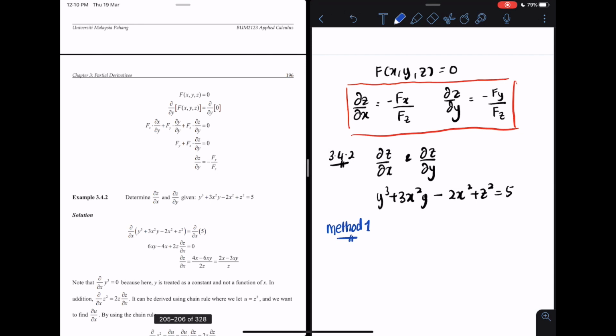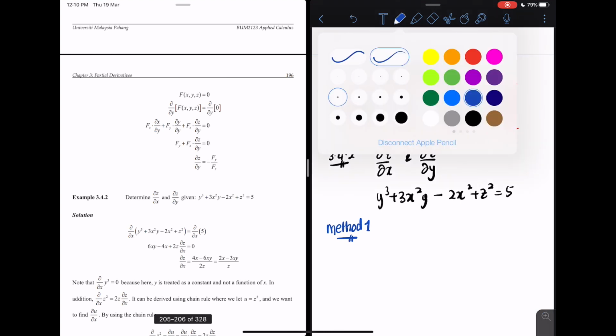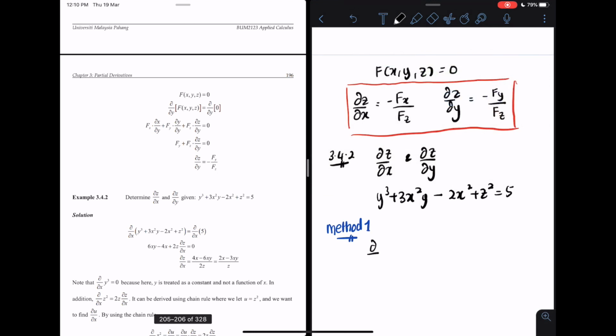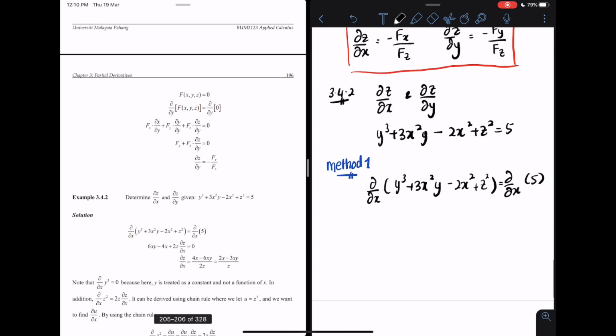So right now, what should I do? This is method 1, and the question asks me to determine del z del x. Okay, if you have this question, by using the first method, you will determine the derivative of the left hand side and right hand side. I will get y cubed plus 3x squared y minus 2x squared plus z squared equal to del x of 5. Okay, what should I do right after this? I have to find the derivative of the left hand side and right hand side.